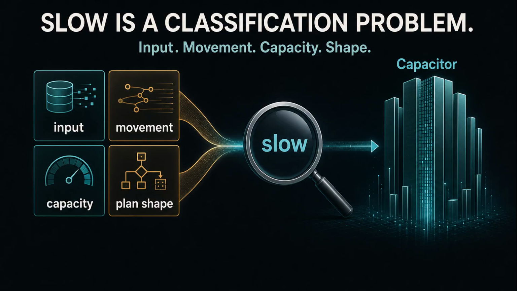Coming next, we look at Capacitor, the columnar format that makes BigQuery cheap when you ask for the right columns and brutal when you ask for everything.